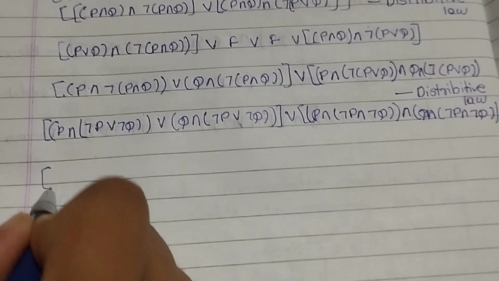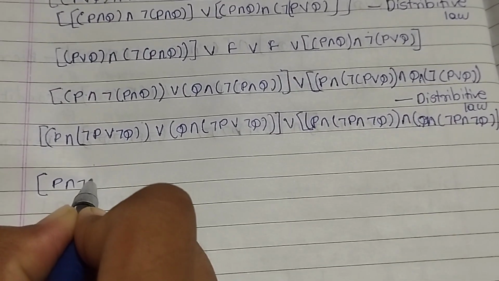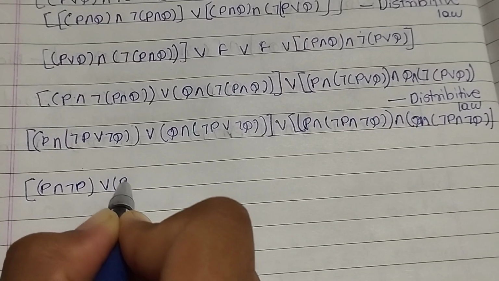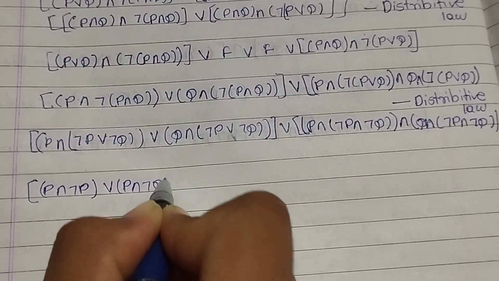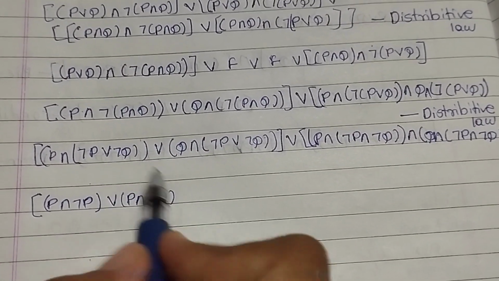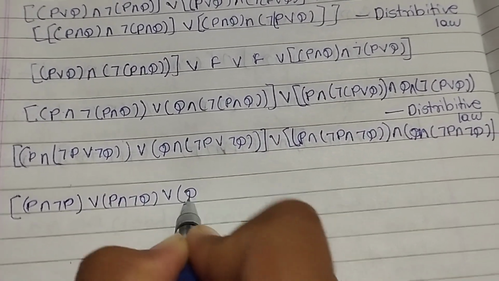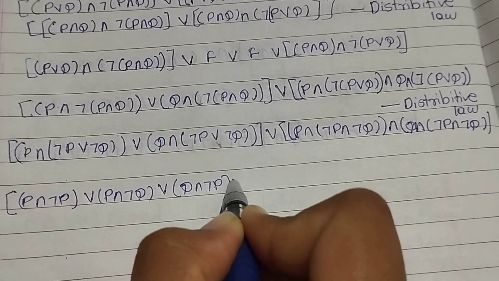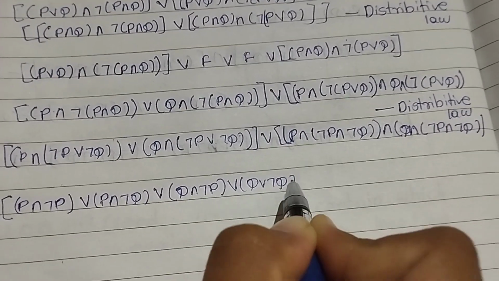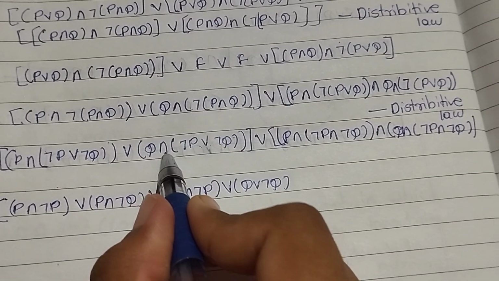Again we use distributive law. P and negation P, or P and negation Q. This P multiplies with this whole bracket and use distributive law. Now or again use here distributive law. Q and negation P, or Q or negation Q. Q and negation P, or P and negation Q.